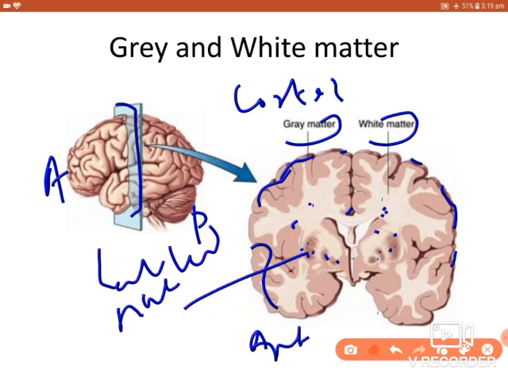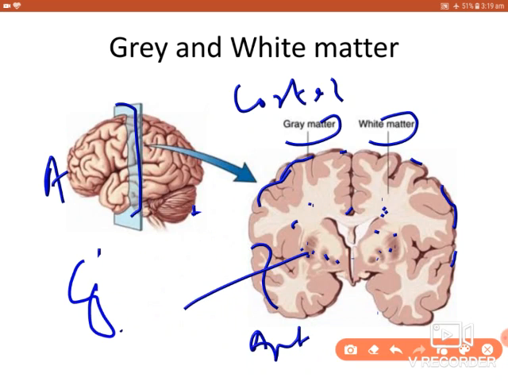Such collections of the cell bodies of neurons present outside the CNS constitute the ganglia. Inside the CNS, these aggregations of cell bodies of neurons in the white matter form the nuclei.